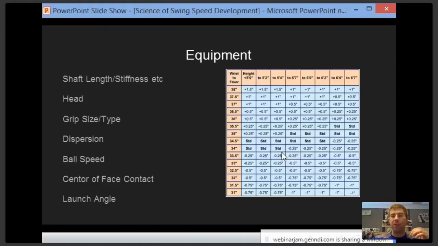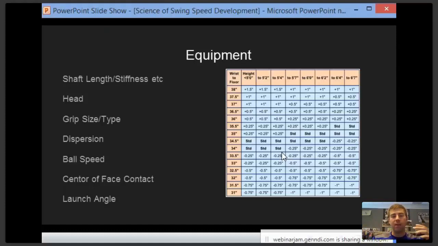Everybody talks about, oh, I have a stiff shaft because I swing X amount of miles an hour. I think it's important to understand that stiff shaft is not a standardized term. Every company determines what they call stiff and what they call regular. It's not standardized at all across the industry.